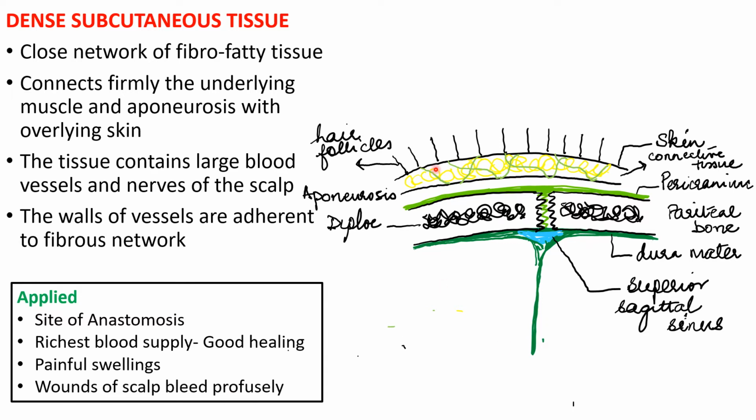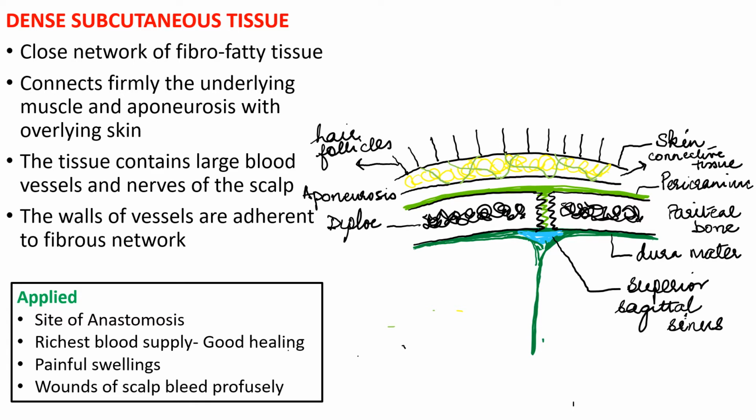So look at this area. This fat out here has got loculated. So the fibrous septa loculate the fat, or small pockets of the fat are formed. Also present here is rich blood supply. Also present here are the blood vessels and the nerves which supply the scalp. So let's draw the blood vessels. Now, one characteristic feature of these blood vessels is that their walls are adherent to the fibrous septa.